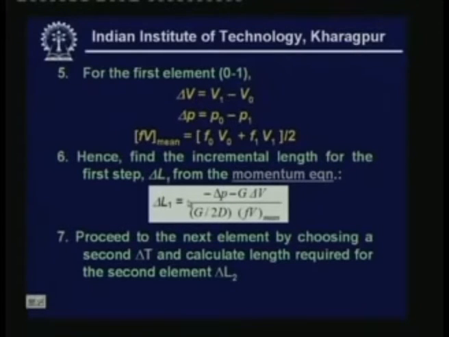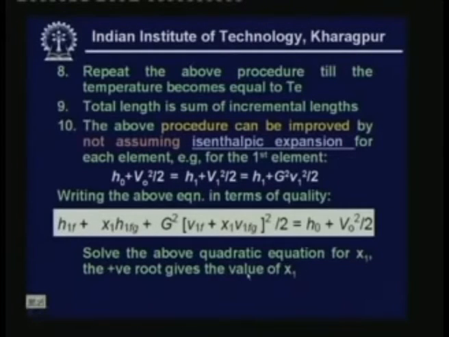Then you proceed to the next element by choosing a second delta T and calculate length required for the second element, delta L2. Repeat the above procedure till the temperature becomes equal to the final temperature. Okay, as I have already explained to you, and total length is the sum of incremental lengths. The above procedure can be improved by not assuming isenthalpic expansion for each element.